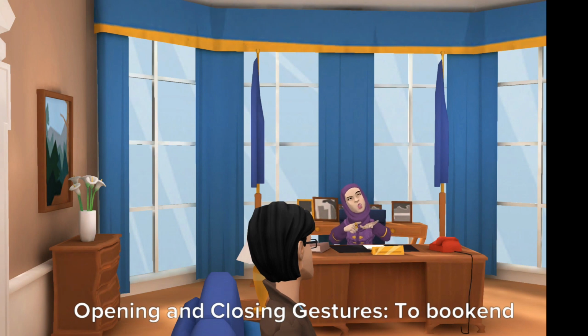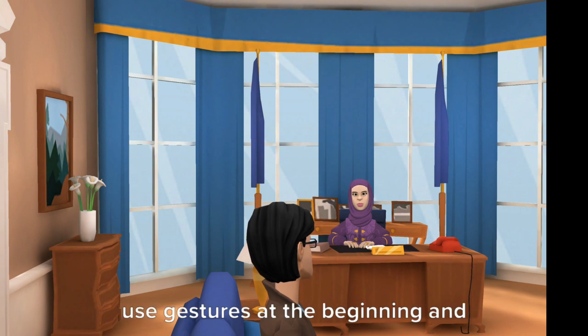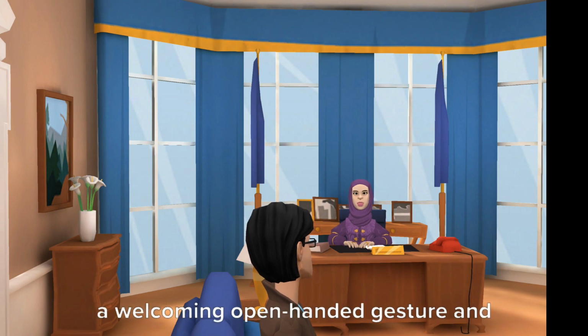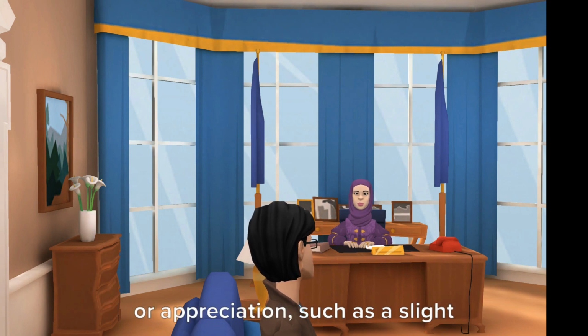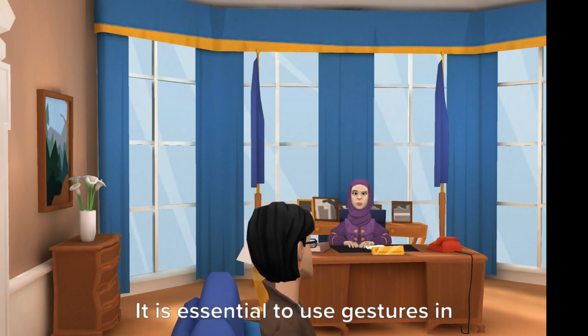10. Opening and closing gestures. To bookend your speech or presentation, you can use gestures at the beginning and end. For instance, you might start with a welcoming open-handed gesture and end with a gesture that signals conclusion or appreciation, such as a slight bow or clapping your hands together.